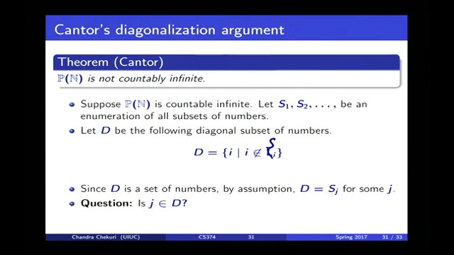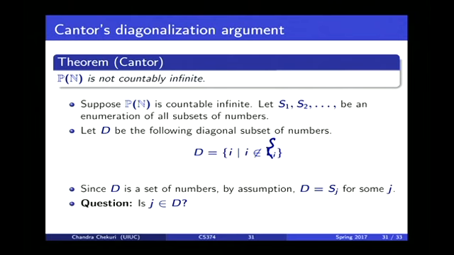Now the question is, is j in D or not? Let's ask, is j in D? We'll get a contradiction. If j is in D, what happens? Remember D is Sj for some j. But by the definition of D, j should not be in D. We get a contradiction if j is in D, because D is equal to Sj, but by the definition of D, j should not be in Sj.